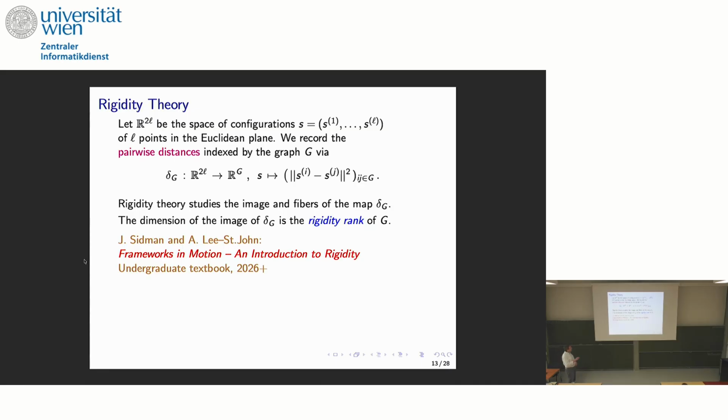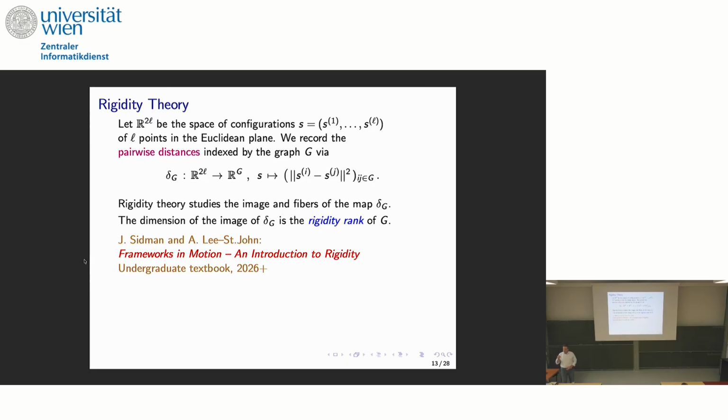For example, there's a very nice forthcoming undergraduate textbook by Jessica Sidman and collaborator called Frameworks in Motion, an Introduction to Rigidity. And many people study this, right? There are special semesters in Linz and everywhere. Okay? Very good. And the dimension of the image is the rigidity rank of G.